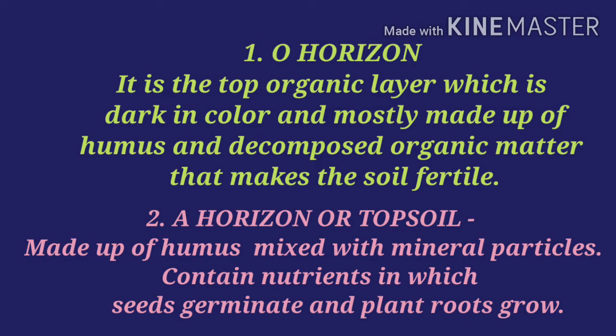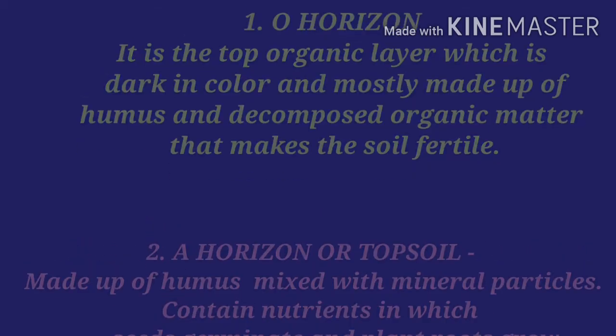The first one is the O horizon, which is the topmost organic layer of soil, which is dark in color. It is mostly made up of humus or the decomposed organic matter, which makes the soil fertile.